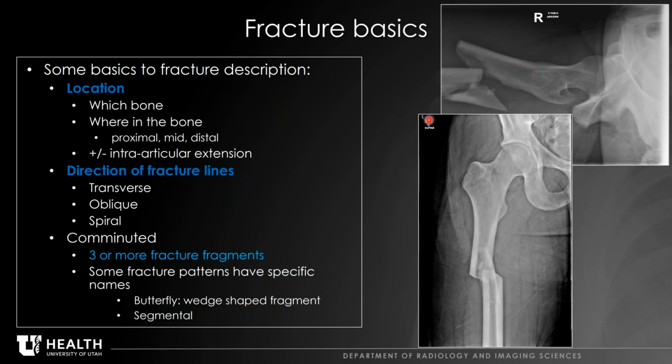And then we also talk about segmental fractures. And segmental fractures we really worry about in the ribs, because if you have a segmental fracture, that's where a piece of bone is just floating free. Then you can get a flail chest.